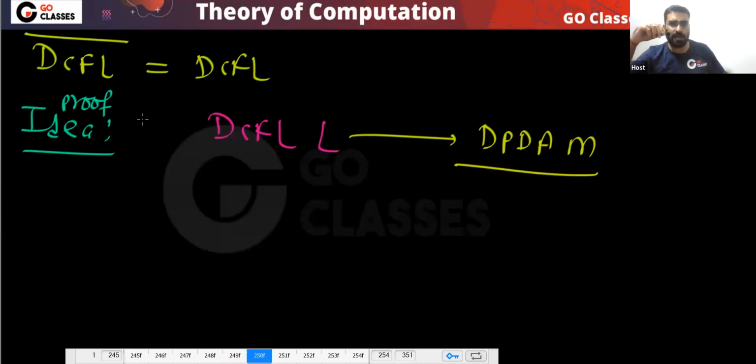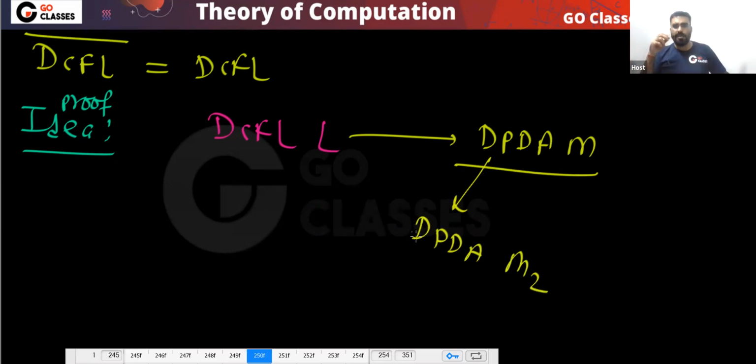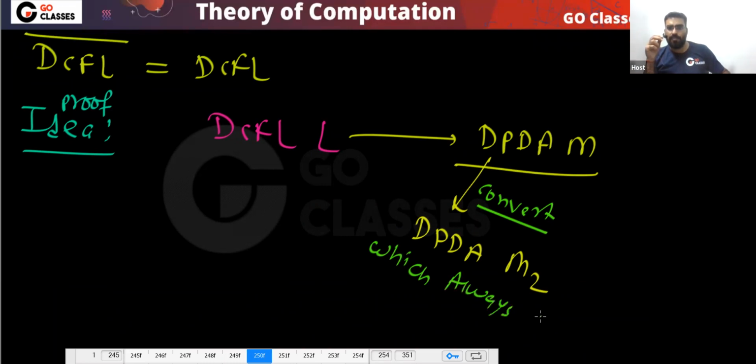Now, the idea is very simple. From this DPDA, you can create another DPDA, which will always read the entire string. Is this clear? You convert this DPDA into another DPDA which always reads the entire string.